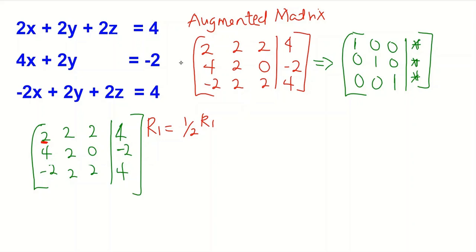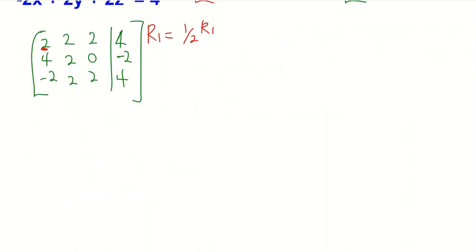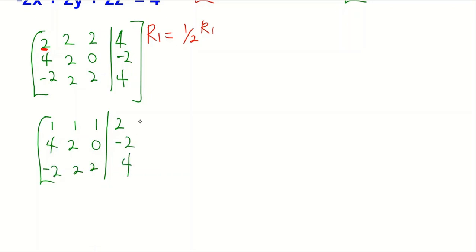And so with this, we can write our solution as, if you multiply the whole of row 1 by half, then we are going to get 1 1 1 and 2. Since this does not happen to row 2 and row 3, we maintain the same values. So we have 4 2 0 minus 2, you have minus 2 2 2 4.